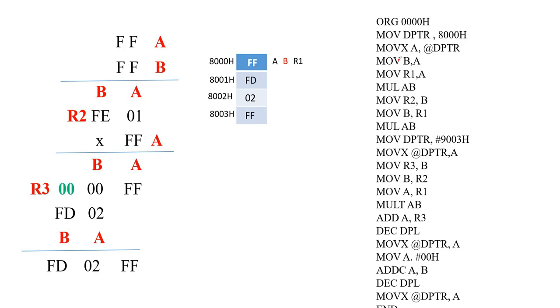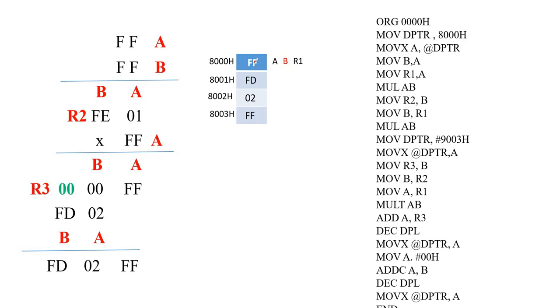Now we'll copy the contents pointed by the DPTR into the accumulator A. So here we have copied the contents pointed by the DPTR into the accumulator A. So now the accumulator will be having FFH.